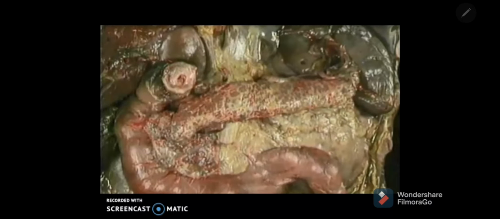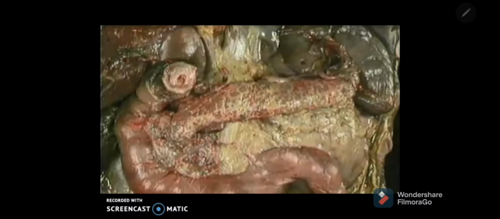So it has 4 parts from right to left: head, neck, body and tail. The head also has a process called the uncinate process towards the left side. So these are the different parts you can notice in the specimen in situ relations.